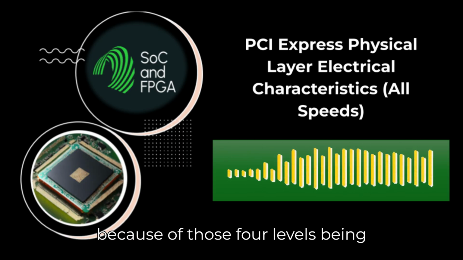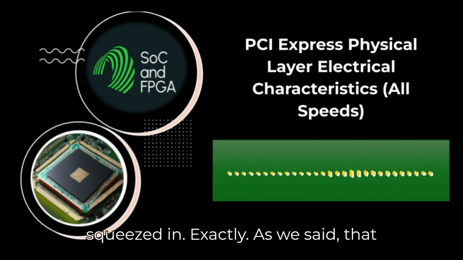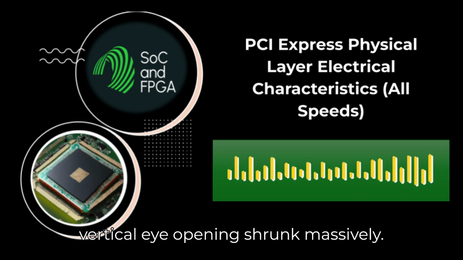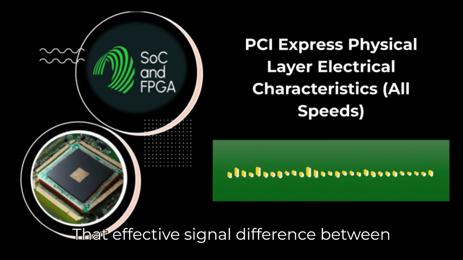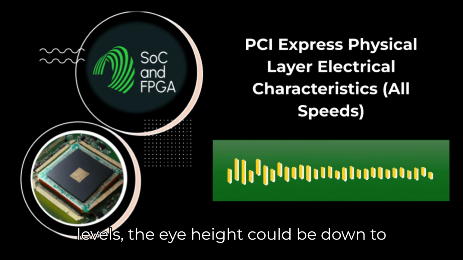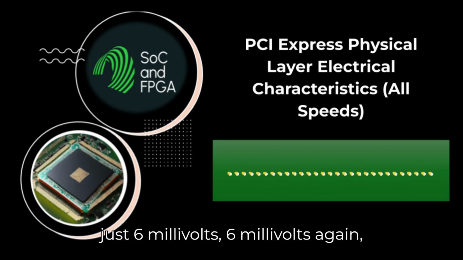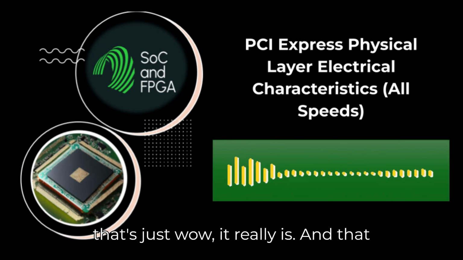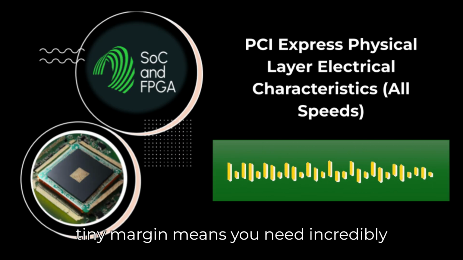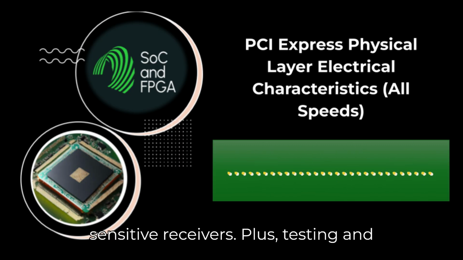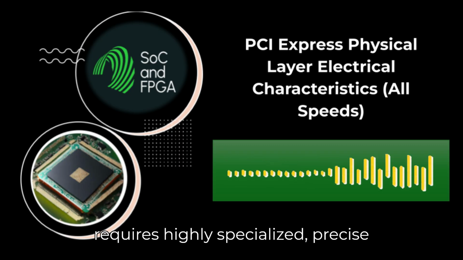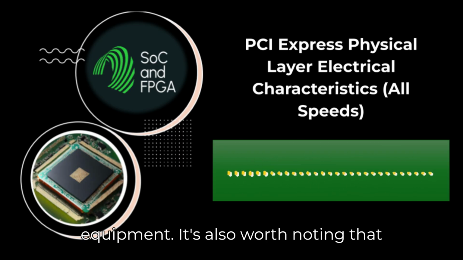But the really dramatic change, again, was Gen 6 with PAM4. Because of those 4 levels being squeezed in. Exactly. As we said, that vertical eye opening shrunk massively. That effective signal difference between levels, the eye height, could be down to just 6 millivolts. 6 millivolts again. That's just, wow. It really is. And that tiny margin means you need incredibly sensitive receivers. Plus, testing and measuring these signals accurately requires highly specialized, precise equipment.